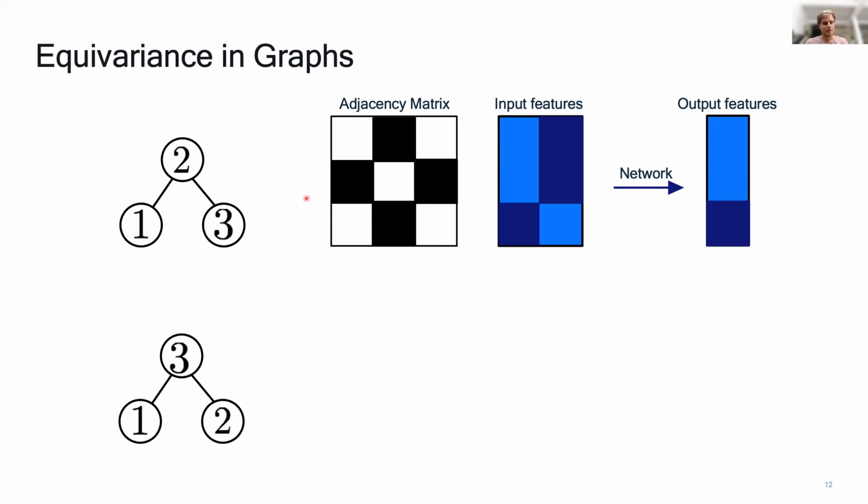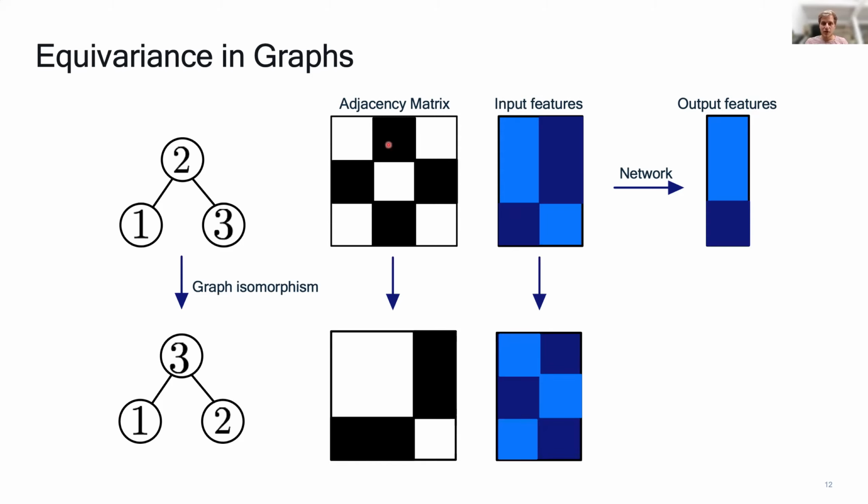But observe that this graph is differently ordered, yet actually represents the same graph. There is a graph isomorphism between them. We can relate the adjacency matrix of the initial graph to the adjacency matrix of the second graph by just permuting the rows and the columns of the matrix, and relate the input features of the first graph to the input features of the second by just permuting the rows. Also, we can apply a graph network to this matrix and these features and get new output features on the nodes.